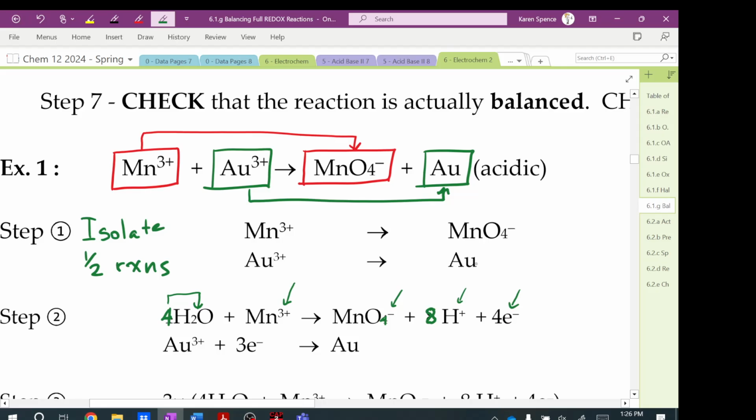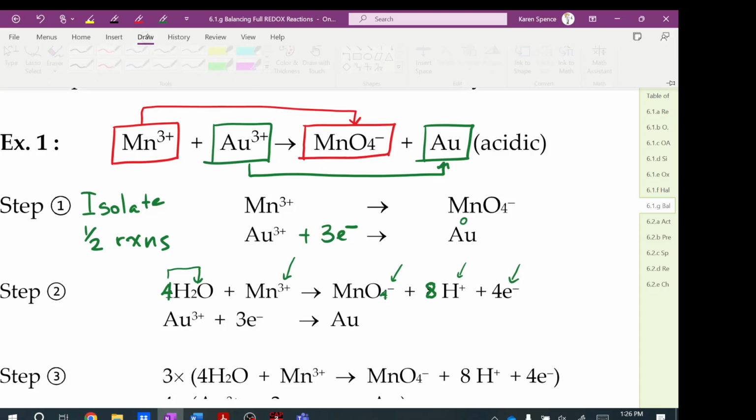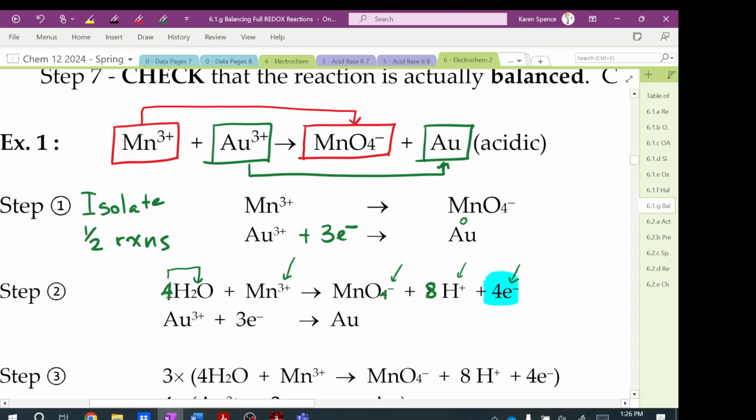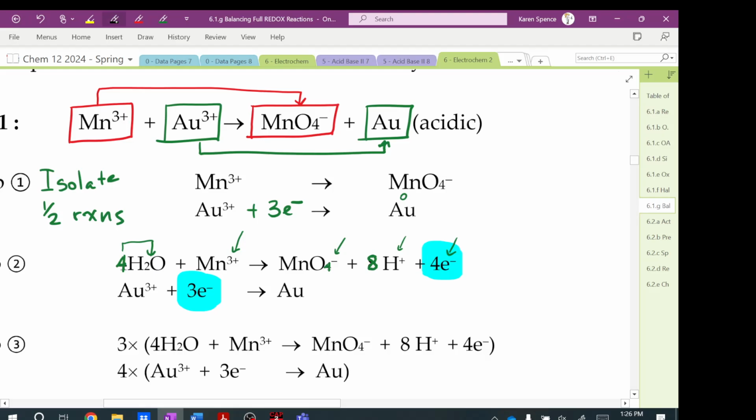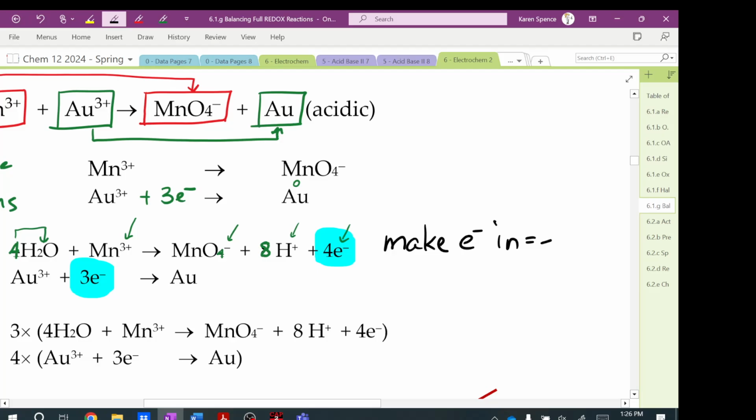Gold going to gold 0 is really easy. I don't need to do much of anything, right? There's no waters, there's no hydrogens, so all I need to do is add in my 3 electrons. Okay, so we balance them separately using the steps for balancing half reactions. And then, what do you do before you add them back together? You make the electrons in equal the electrons out.